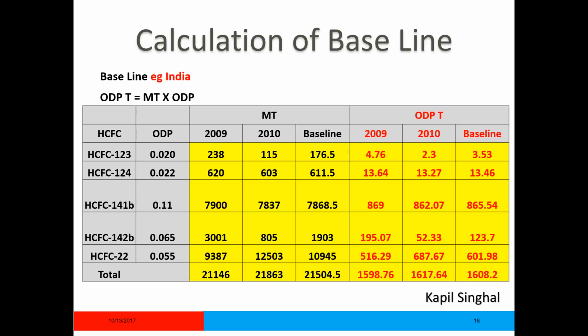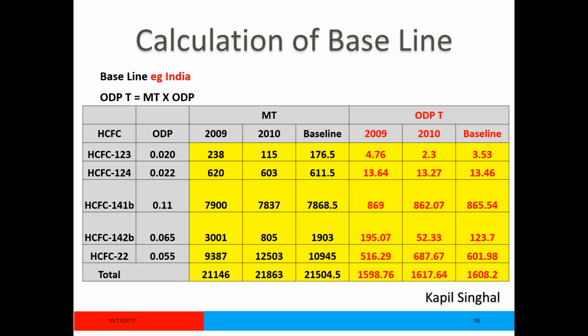Like, for example, when I go to a number of discussion forums, people talk about 123, and when 123 is going to phase out. So you can see here, 123 has an ODP of 0.020. The baseline is 176 metric ton, but in ODP ton, it is just 3.53. So probably from the Government of India's perspective, this is not something very important or significant at this point in time.